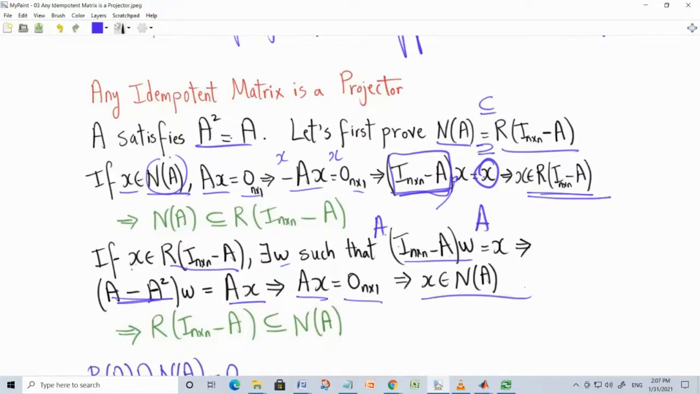So X must be living in the null space. So you start with a vector in the range of I minus A, you end up with a vector in the null space. And together, these two mean that the null space of an idempotent matrix is exactly the range of I minus the matrix.